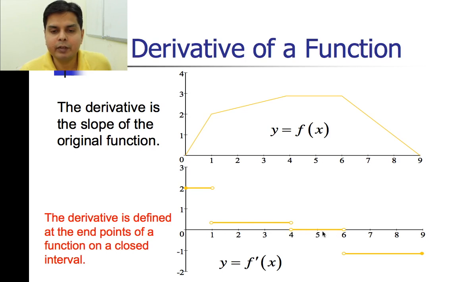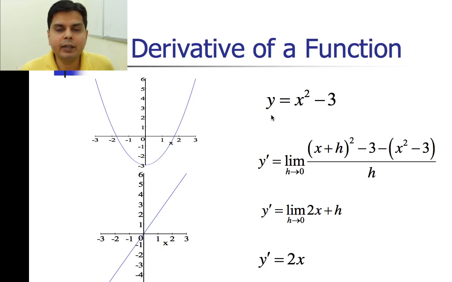From this to this, derivative will be this. So this is also again constant. And from this to this, it is a downward sloping curve, derivative will be negative, so it is -1. So the derivative is defined at the end points of a function on a closed interval.